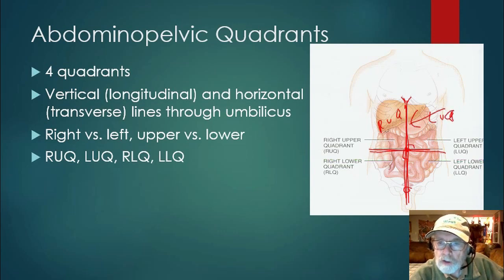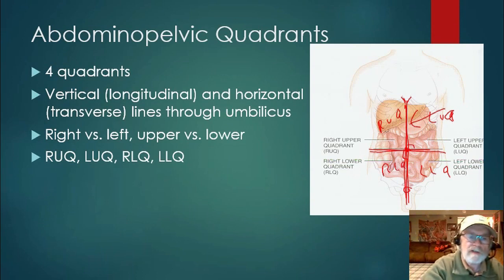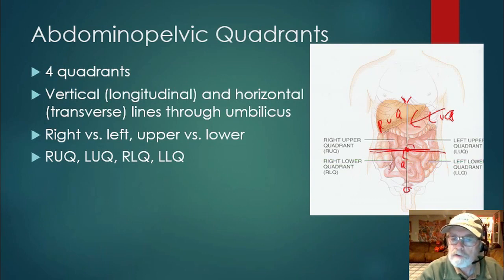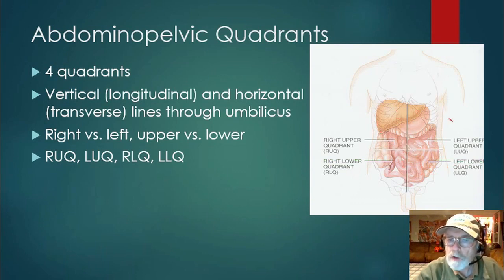Left lower quadrant and right lower quadrant. Okay, so we can divide those. Now, what's the importance and what's the significance of that? What happens in a normally appearing abdomen is that there are certain things that sit in certain quadrants, and where they should be.